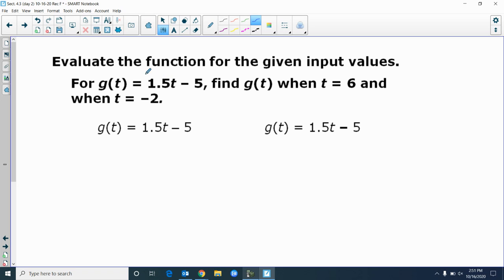Okay, same idea. Different letters here. Instead of h of c or f of x, I have g of t. As long as I have t here, that means I have to have t in this equation on that part. So g of t equals 1.5t minus 5. All right, what's that going to be when t equals 6? So it becomes g of 6 equals 1.5 times 6 minus 5.